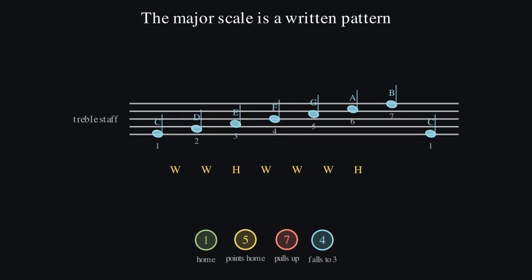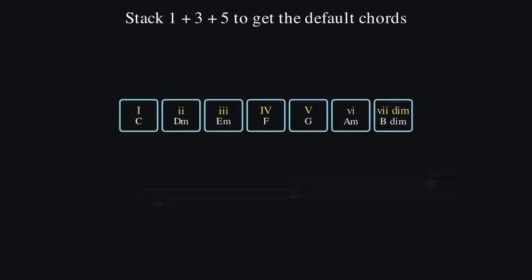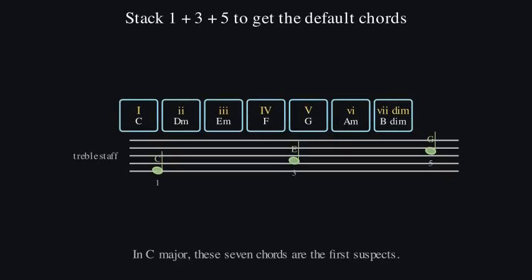From the major scale, we get 7 default triads. In C major, they are C major, D minor, E minor, F major, G major, A minor, and B diminished. In Roman numerals, that is I, ii, iii, IV, V, vi, and vii diminished. These are the first suspects when you analyze a song in a major key.